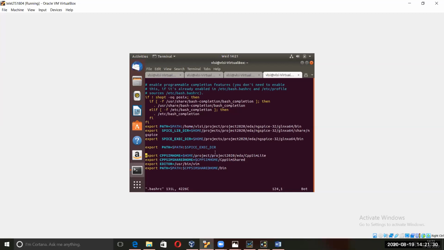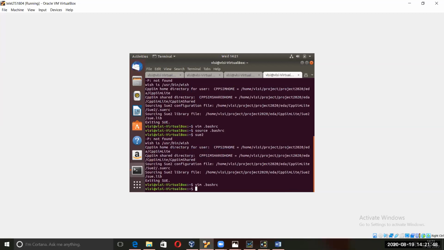The first one is CPPCM home. The next ones again include CPPCM home, since the relative path is included. So if you get the first line right, the rest will be correct by default, and there is no need to edit them. Okay, this is done as source. Then my sudo is ready to use.